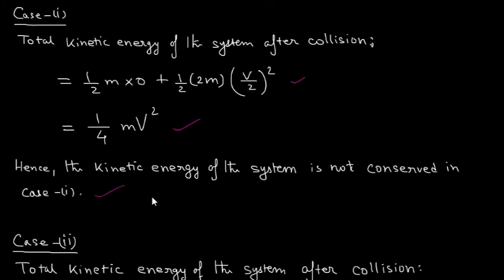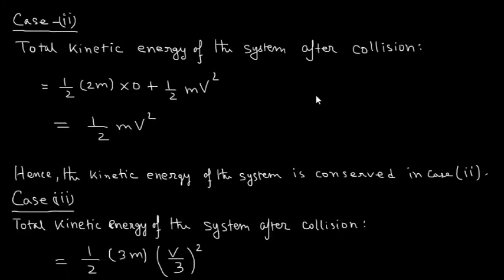Let us consider case 2. In case 2, total kinetic energy of the system after collision is half multiplied by 2m multiplied by 0 plus half mv square. Upon solving, we get half mv square. Hence, the kinetic energy of the system is conserved in case 2.